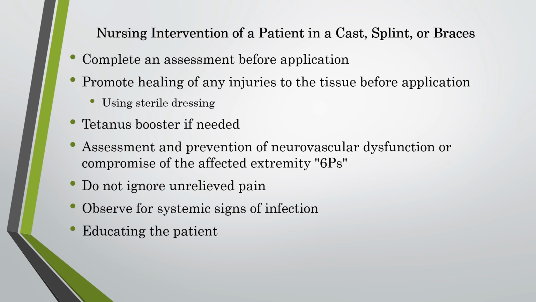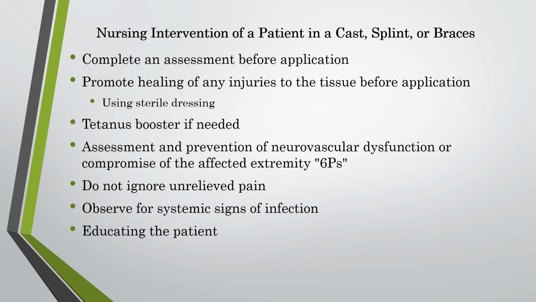So, interventions for cast, splint, and brace. Before application of any of these immobilizing materials, complete an assessment before application. Promote healing of any injuries to tissue before application using a sterile dressing. So if the patient has any wound or injury in the area before application of the cast, that should be taken care of. If there is an open wound, the tetanus booster, if needed, should be given.